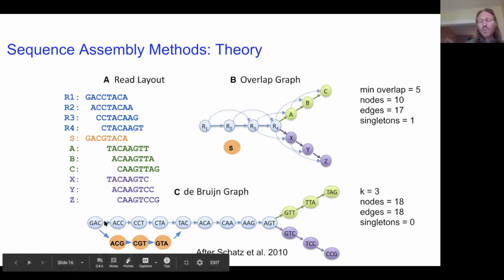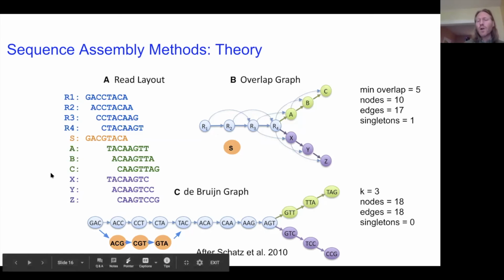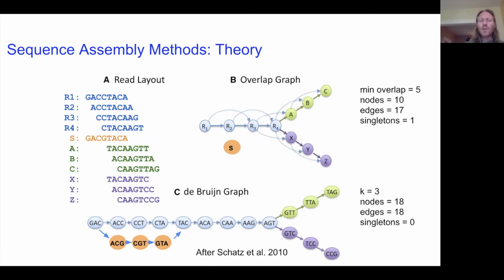Now, if we look at the de Bruijn graph on the bottom, it uses a different technique. So in this case, we go to our old friend, the k-mer. We break all of these reads up into their constituent k-mers. Here we're assuming a length of k equals 3. So in this case, we break up our reads into GAC, ACC, CCT, CTA, and so on.